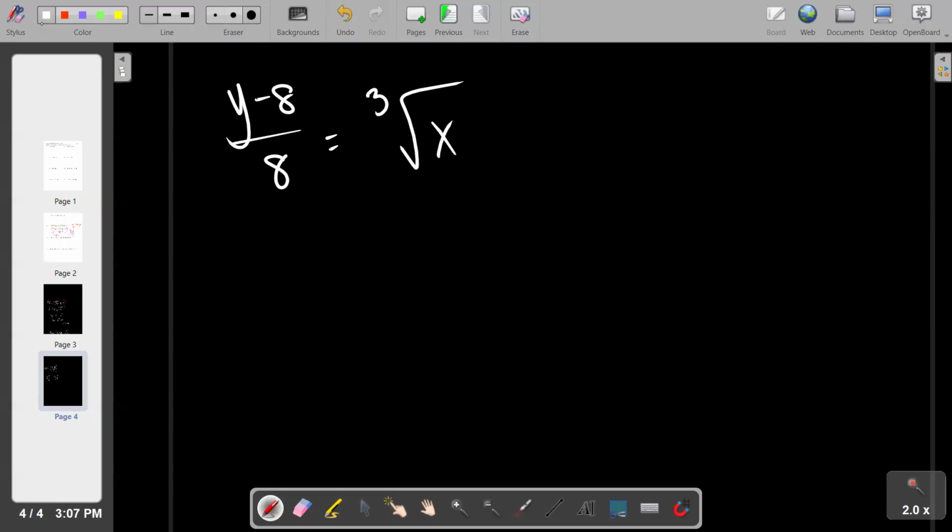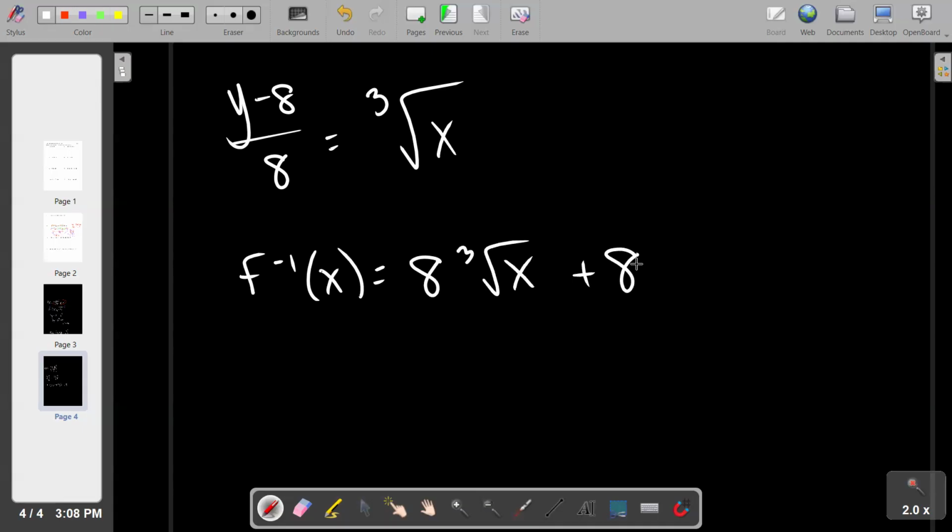Since this isn't an 8th grade class, there would be no harm in you jumping right to the solution and saying, okay, I got this. F inverse of x equals 8 times the cube root of x plus 8. No harm in saving a little bit of time. Good. Okay, last one.